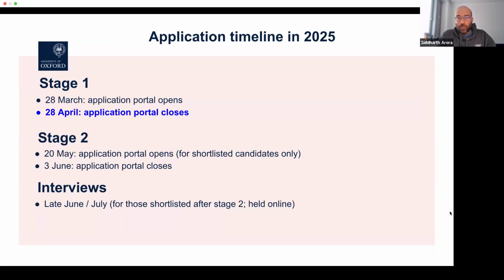For me, the most important point there is highlighted in blue. 28th of April is when the application portal will close. You have 2 weeks to submit your application for stage 1. That's the key focus. If you're successful, 20th of May is when the application portal will open for the more detailed application to be submitted, and that would close on the 3rd of June. And we'll contact you if your application is successful through stage 1. Interviews would be in late June or early July. Next slide, Ben.